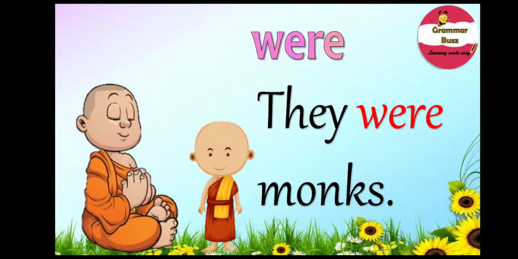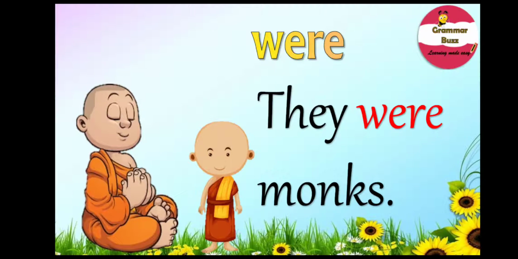So, the be verb were is used with first person plural we and third person plural they in the past tense, that is, in the time that has already gone. Remember that? The be verb were is used with first person plural we and third person plural they in the past tense.